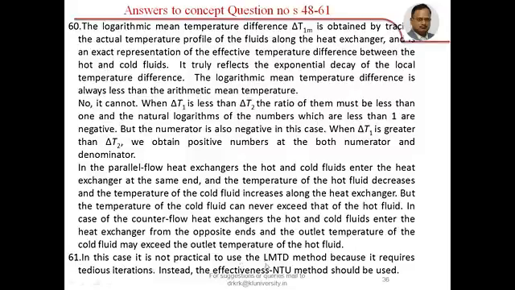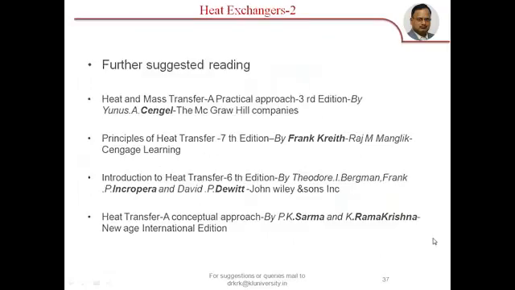The LMTD method generally is not useful when only two temperatures are given. Of course, I said you can choose the third temperature, or I mean assume, and then proceed and finally check whether the assumption is correct or not. So a lot of iterations are required. Instead, the effectiveness-NTU method is best used.